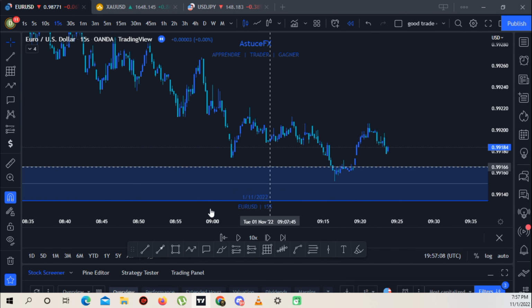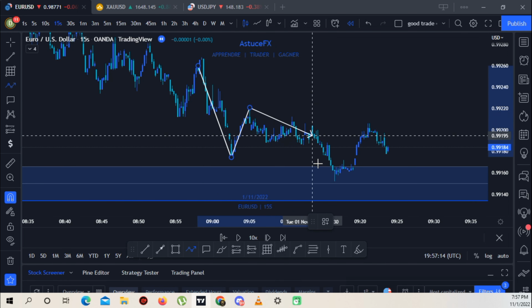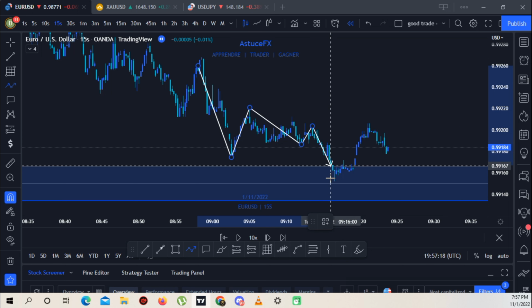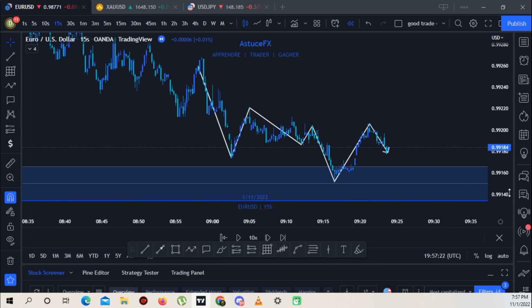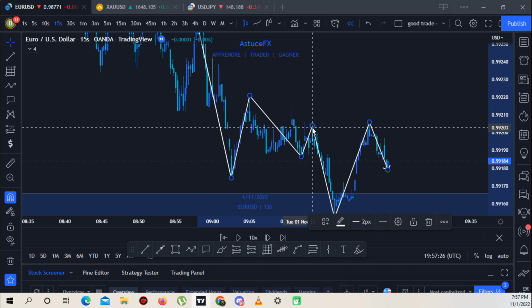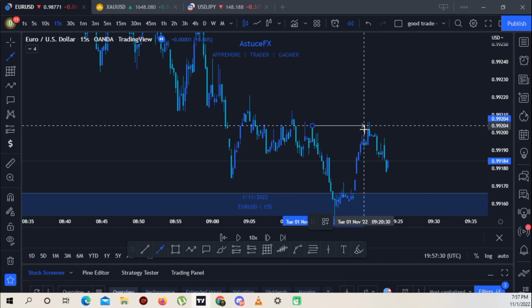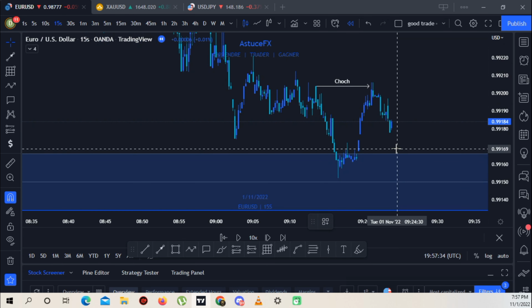So my confirmation for this buy here: if you see, price was coming down. Price is bearish, okay? It's creating lower lows and lower highs, lower lows, lower highs. Price came here, and from this area we can see that price broke this previous high. Okay, this previous high here is broken by this one. So once I get this, I get my change of character.